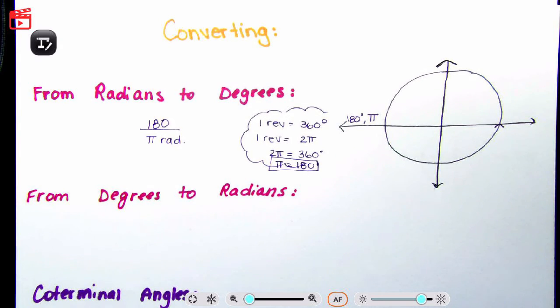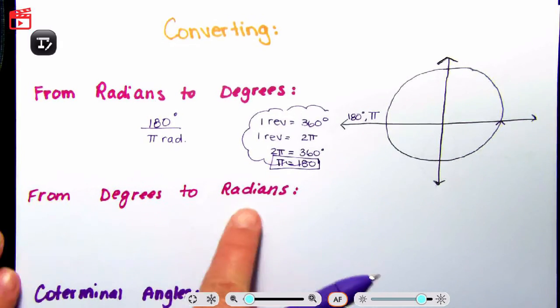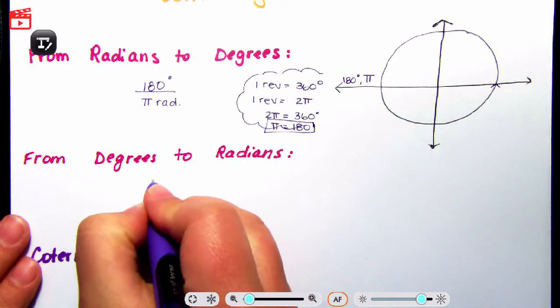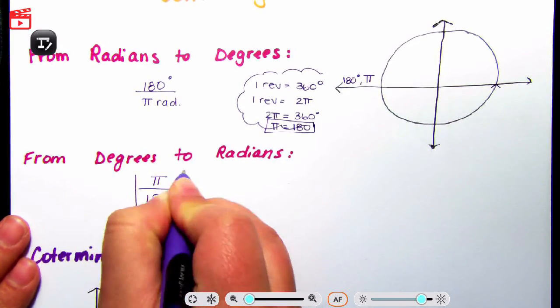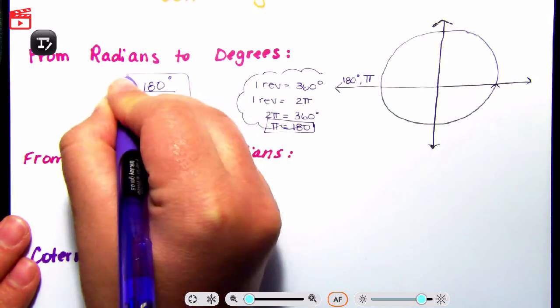Now, why is 180 on top and pi on the bottom? Because whatever unit of measure you desire in your answer, that's going to go on top. Since we are going from radians to degrees, we put 180 degrees on top. If I want radians as my answer, then I'm going to put pi on top. We'll do some examples here in just a few moments.